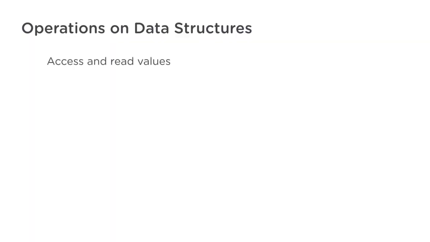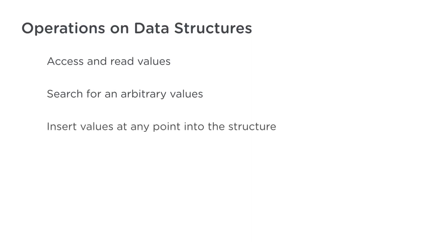Now that we know how an array stores its values, let's look at common operations that we execute on an array. Regardless of the kind of data structure you work with, all data structures are expected to carry out 4 kinds of operations at minimum. We need to be able to access and read values stored in the structure. We need to be able to search for an arbitrary value. We also need to be able to insert a value at any point into the structure. And finally, we need to be able to delete values. Let's look at how these operations are implemented on the array structure in some detail, starting with access.